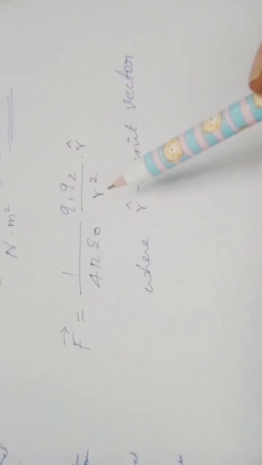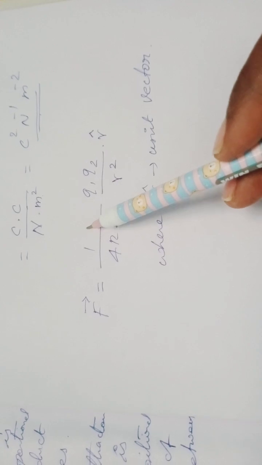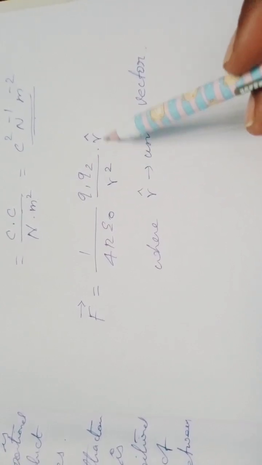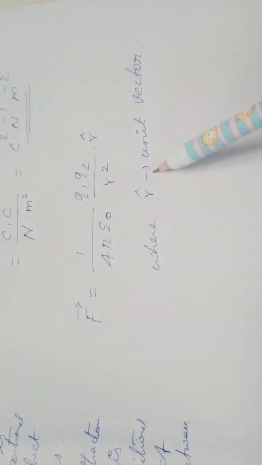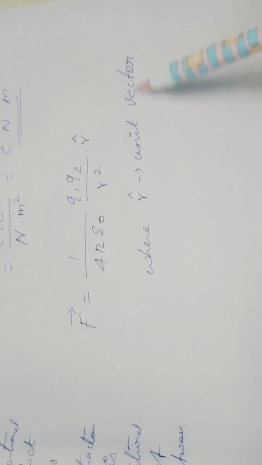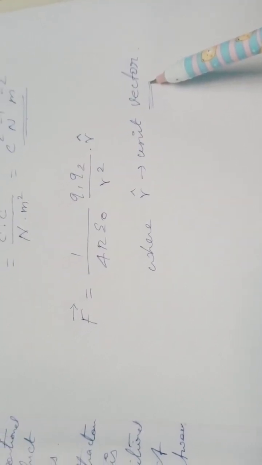So therefore the final equation of Coulomb's law is F vector is equal to 1 by 4 pi epsilon naught Q1 Q2 by R square into R cap, where R cap is called the unit vector. Is it clear, students?